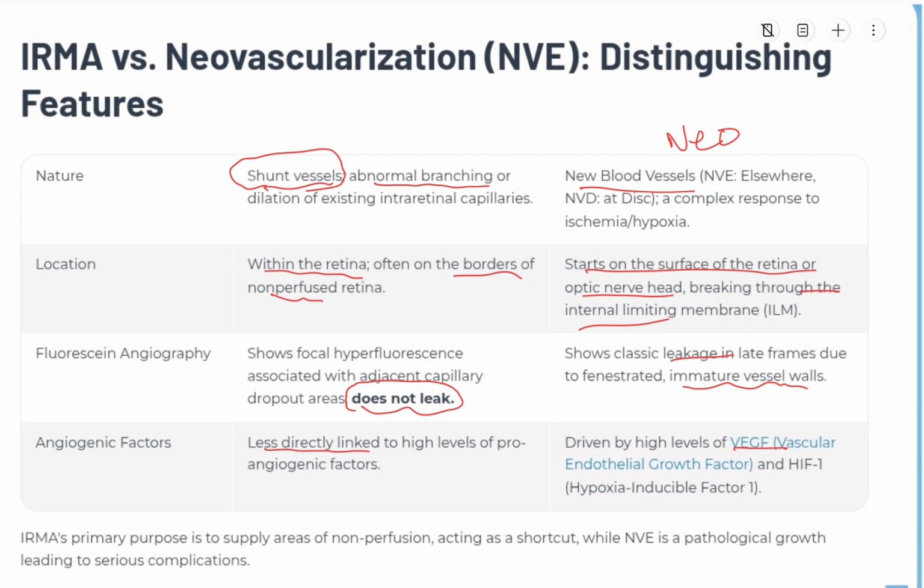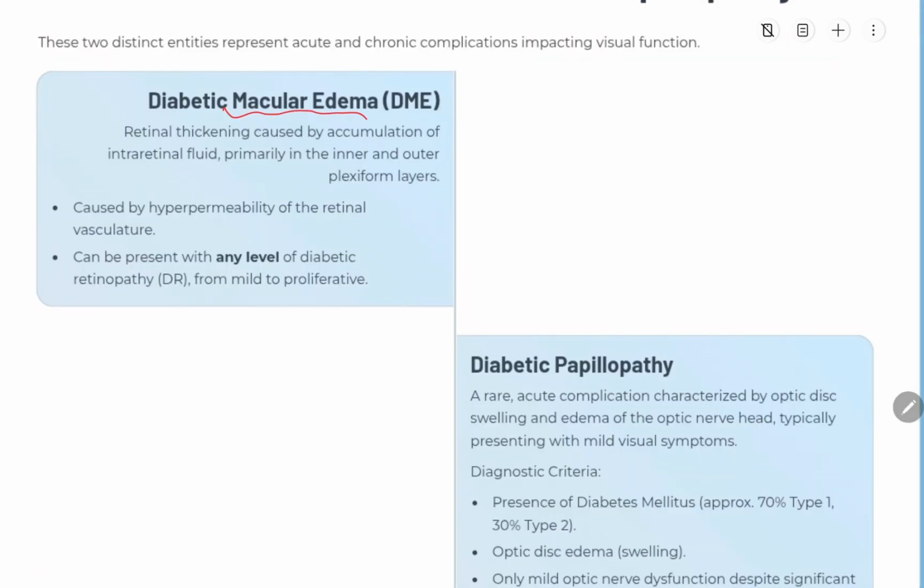The other two most important signs are diabetic macular edema. Diabetic macular edema is actually the accumulation of fluid in the inner and outer plexiform layer. It can occur at any level in the case of diabetic retinopathy. The other term is diabetic papillopathy. What is it? It is a rare acute complication characterized by optic disc swelling and edema. It may occur at the level of the optic disc and it affects the optic nerve head and causes visual problems.